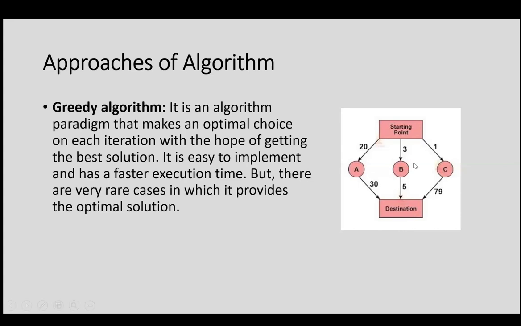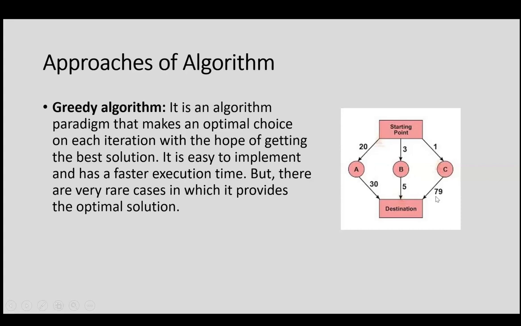So here, this is a kind of graph. The starting point is here, and this is the destination. Now I have three ways in which I can go: first through the route of A, through B, through C. Now if I add the cost of the paths, one is 20, one is 30, one is 3, one is 5, one is 1, and one is 79.